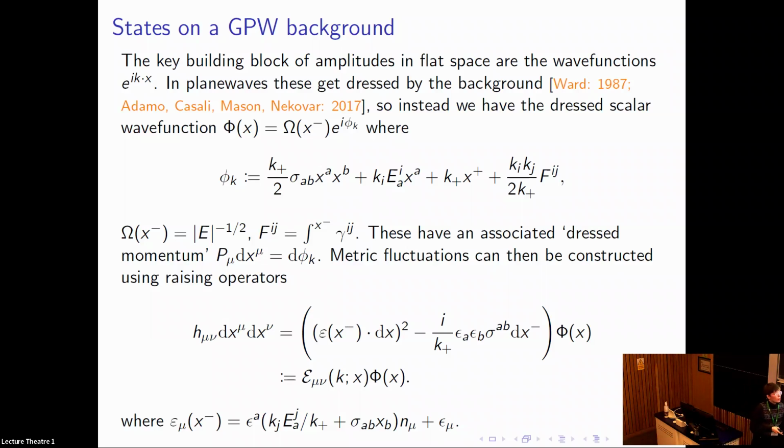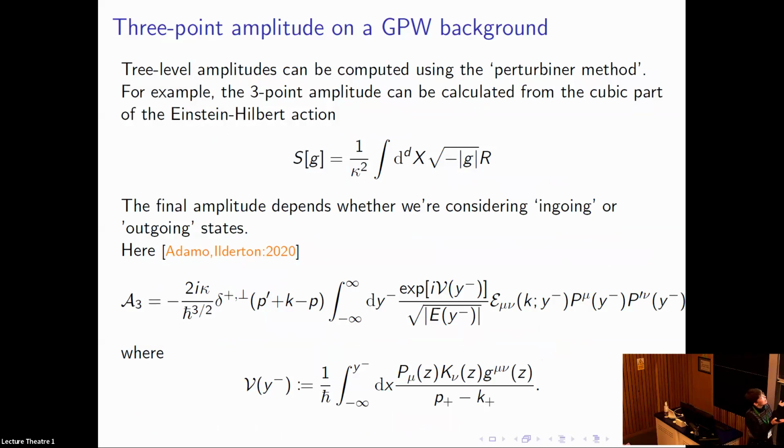And for metric fluctuations, it's a really nice property of gravitational plane wave backgrounds that we have something called a spin raising operator. So this means that instead of doing any calculations really, we can just apply spin raising operators to the scalar wave function. And this will give us our spin 1, spin 2 states on these backgrounds. So here we have this dressed graviton polarization vector constructed using this method.